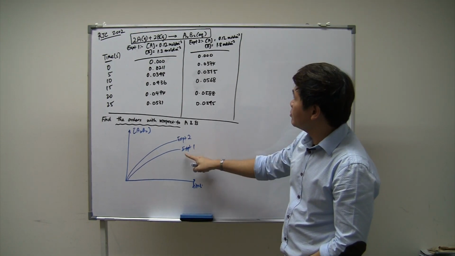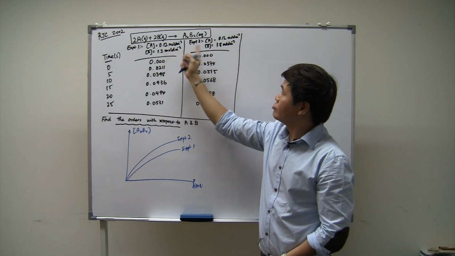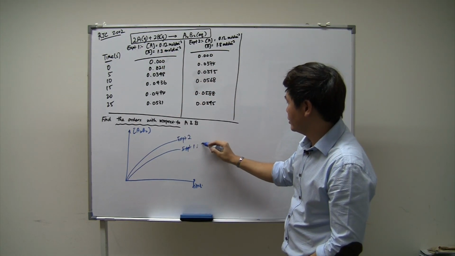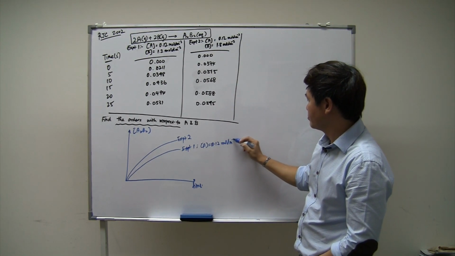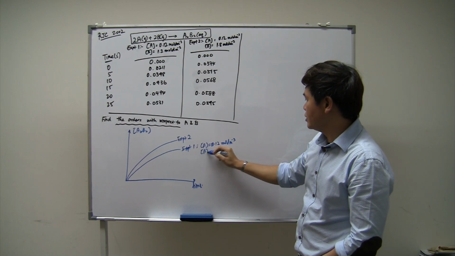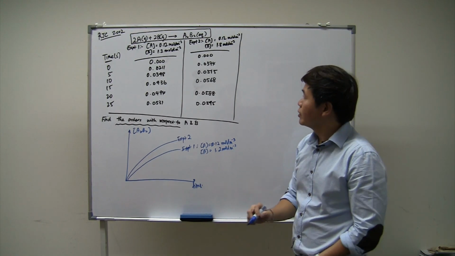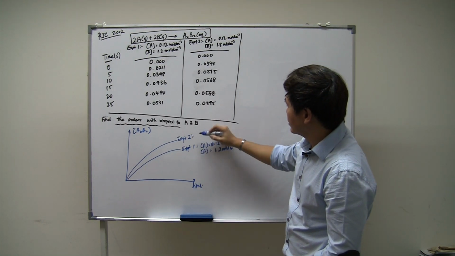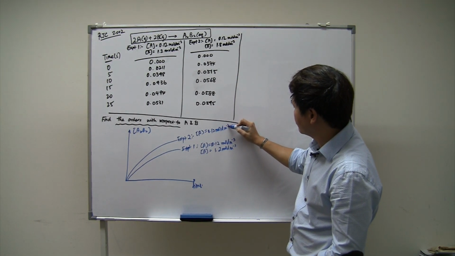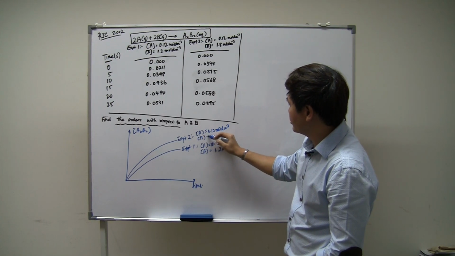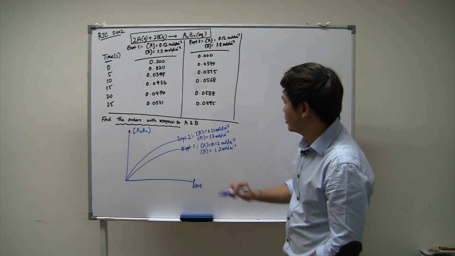Now, the difference between experiment 1 and experiment 2 is the concentration of B that's used. For A, the concentration is the same. For experiment 1, the concentration of A is 0.12 moles per dm cube, and the concentration of B is 1.2 moles per dm cube, right? For experiment 2, the concentration of A is the same as experiment 1, 0.12 moles per dm cube, but the concentration of B is different. It's 1.8 moles per dm cube, right?